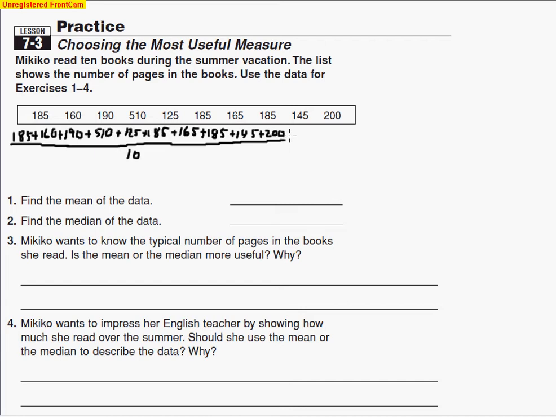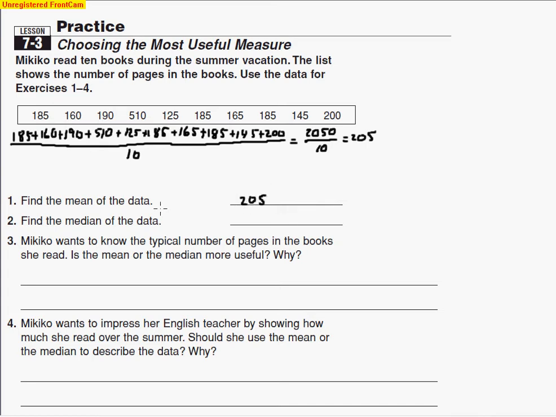So we go ahead and add up all those numbers, and we end up with 2,050 pages that she ended up reading. And if we go ahead and divide by 10, that just moves the decimal one space to the left, leaving us with 205. So the mean, the average number of pages that she read, was 205.